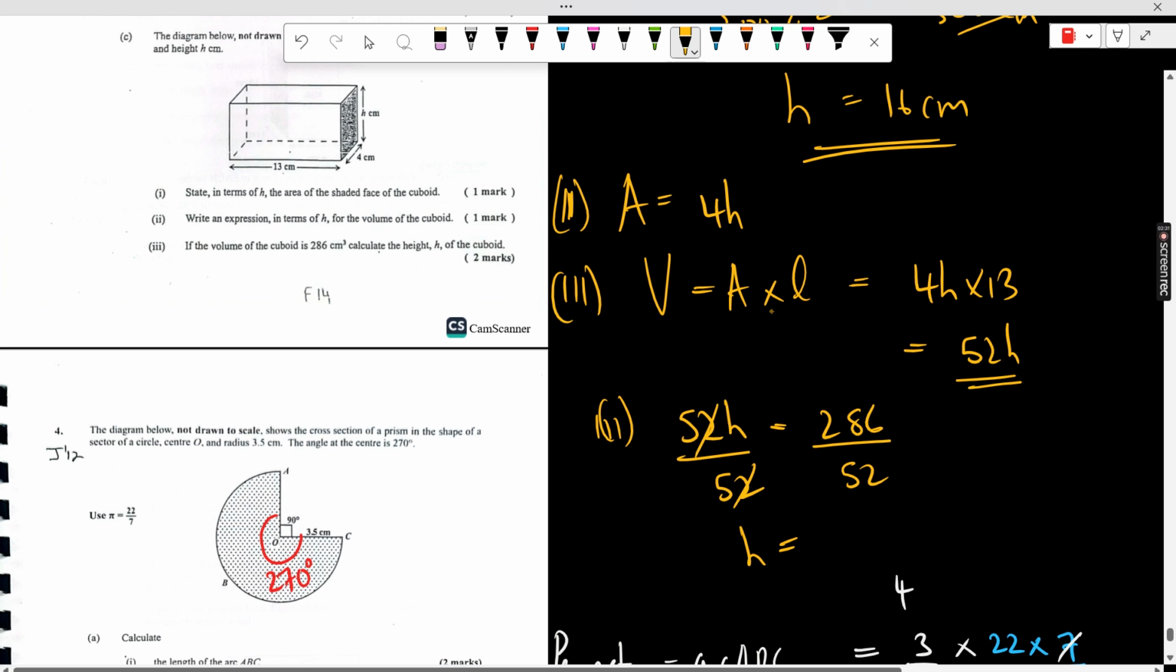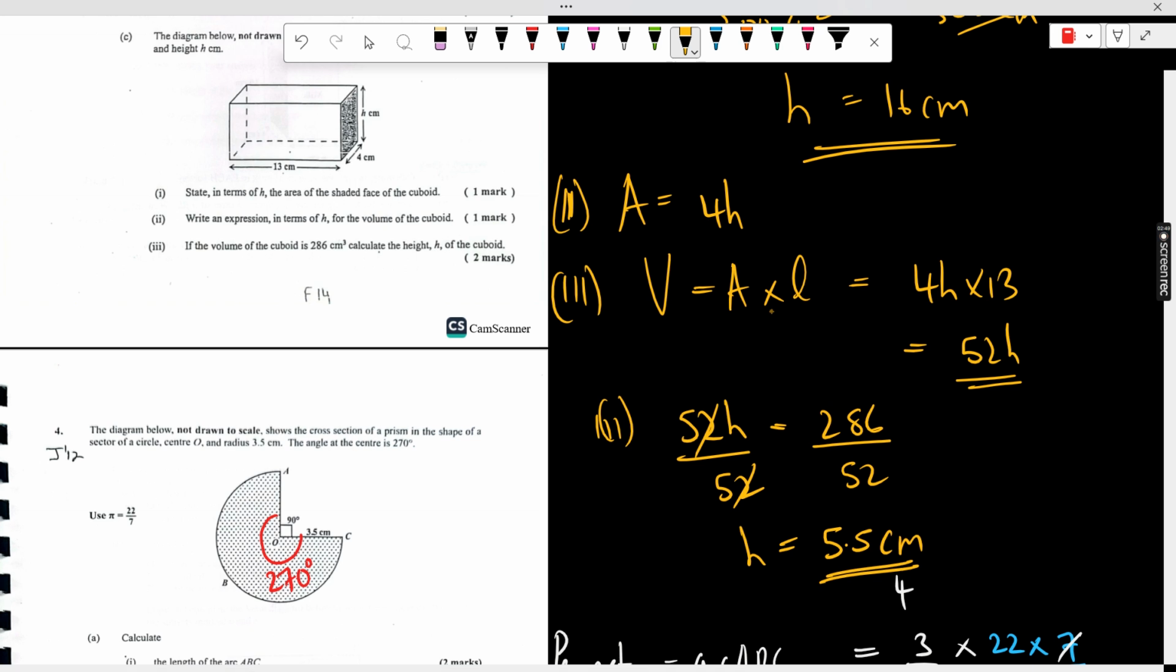How many times is that? 104 would be 2, 208, 260 would be 5. How many times? 5.5? Yes, sir. Right, so h is equal to 5.5, and of course you have to put your unit, centimeters, right?